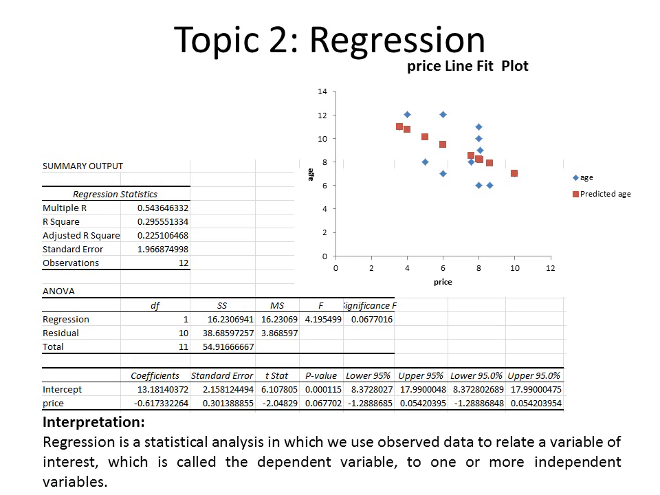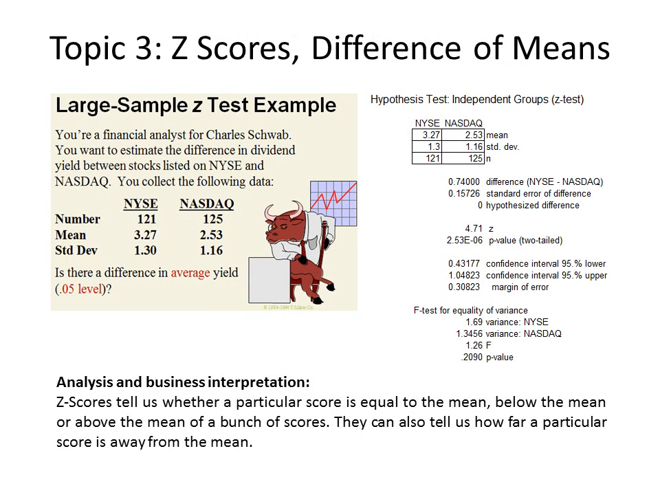Now that we learned about correlation and regression, we are moving to another set of sample data to discuss z-scores and t-tests. Z-scores tell us whether a particular score is equal to the mean, below the mean, or above the mean of a bunch of scores.